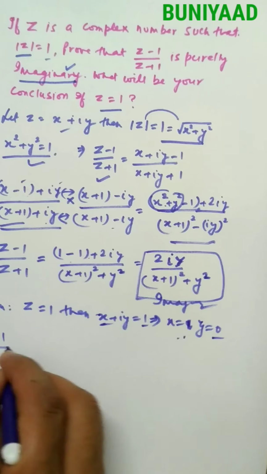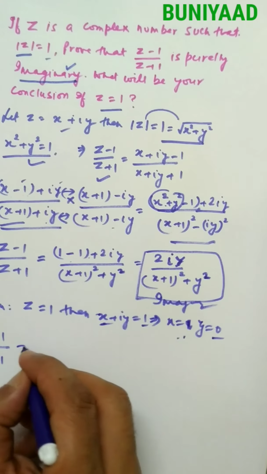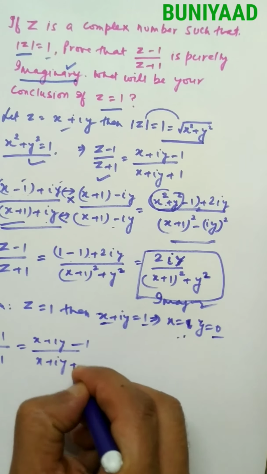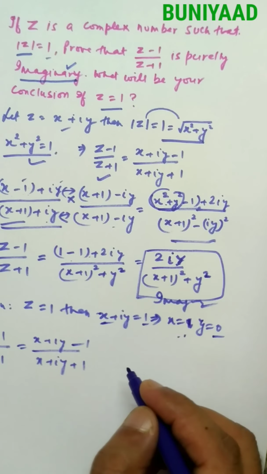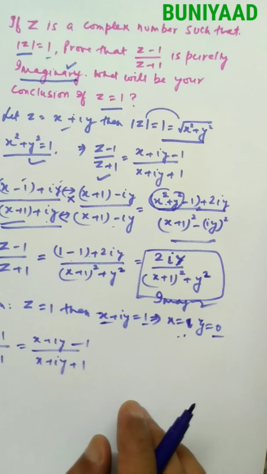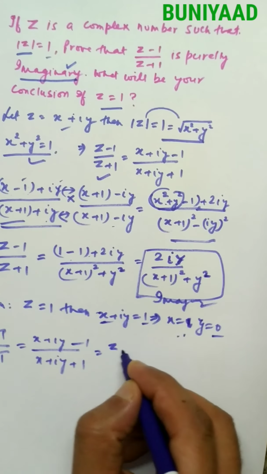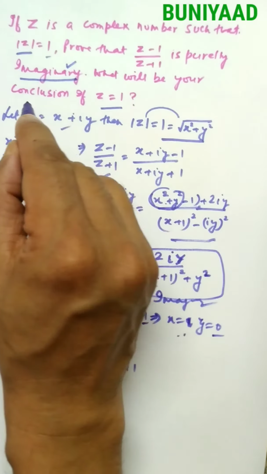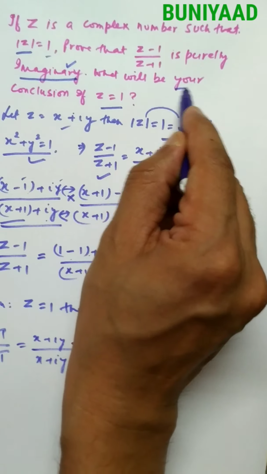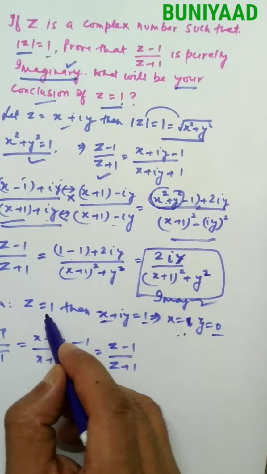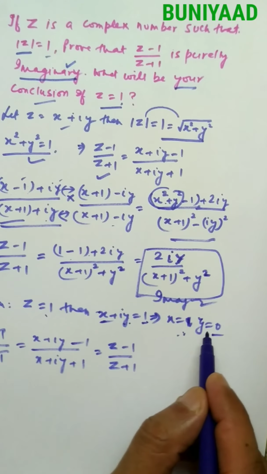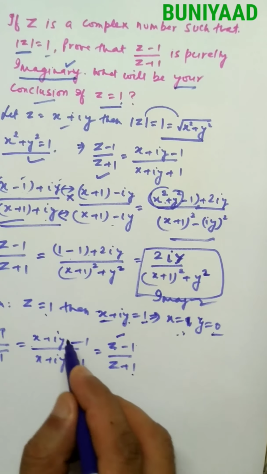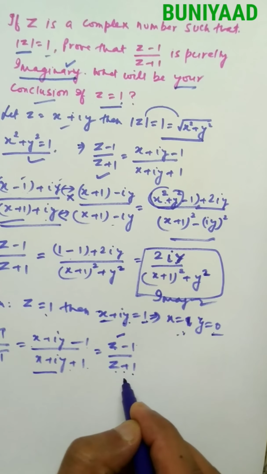And we have to prove that (z − 1)/(z + 1). What is z? (x + iy − 1)/(x + iy + 1), right? So this equals (z − 1)/(z + 1). We have to find what your conclusion will be if z is 1. So I have taken z = 1, x + iy = 1. On comparing, we got the values of x and y. So we have to find (z − 1)/(z + 1), where z is x + iy.